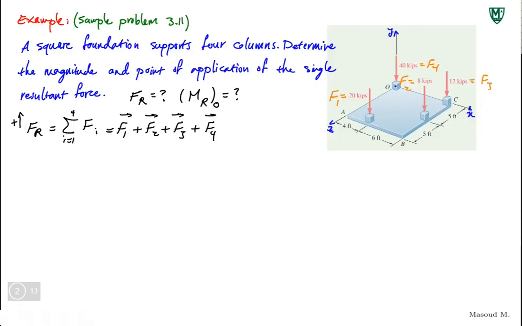Just for the sake of completeness, let's write these vectors in Cartesian space, because that's what we always do. What is F1? Someone tell me. I need a fast answer because it's easy.